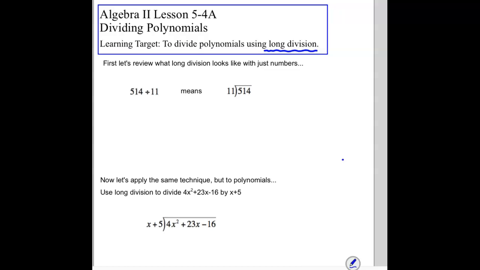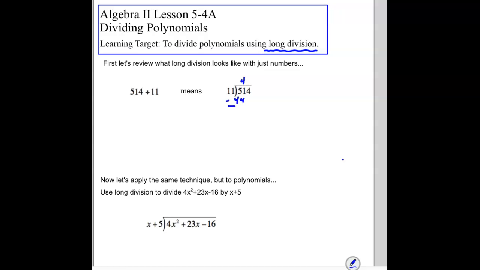So first, before we start with the polynomials, let's just look at what happens with regular numbers. If we have 514 and we're dividing by 11, that means we have 11 out front, and we're looking for how many times it goes into 514. So we start with the 5. Does 11 go into 5? No, it's not big enough. So then we move over. Does 11 go into 51? Yes, it would go in 4 times, and 4 times 11 is 44.